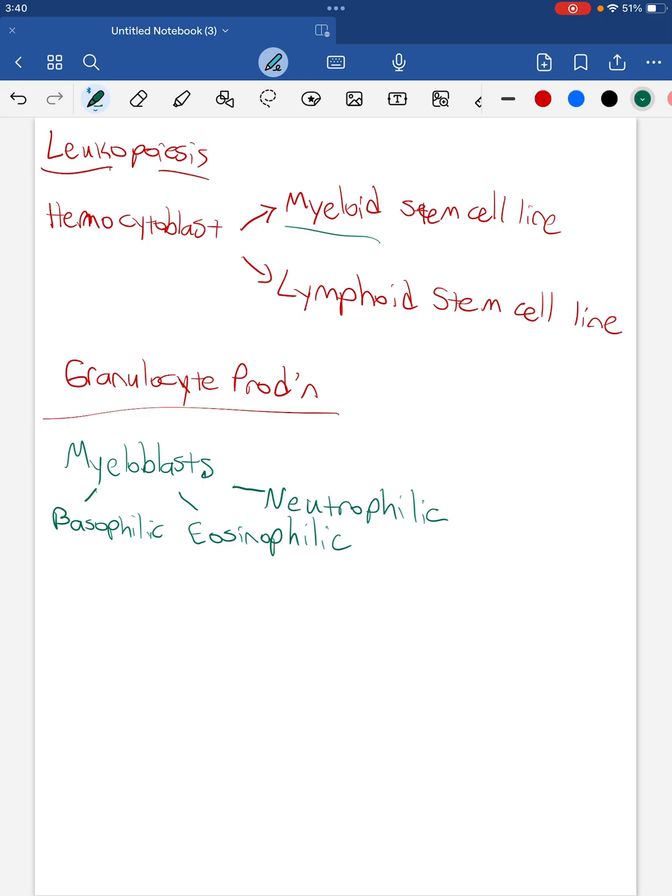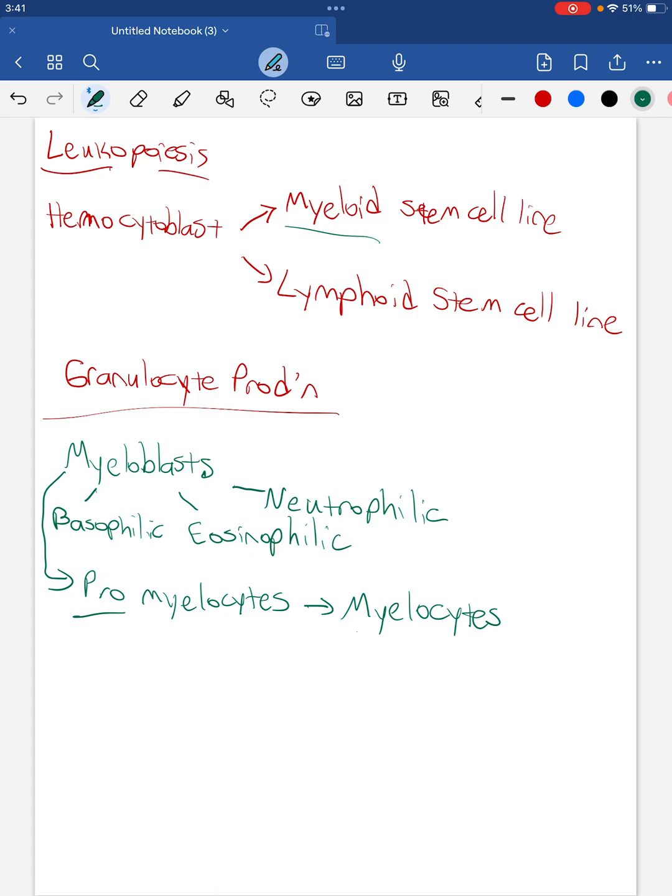Okay, so from our myeloblasts, we get our promyelocytes. Remember, every time you see pro, it's kind of like pre. So next we would have our myelocytes. In promyelocytes, this is where lysosomes are accumulated. Then in our myelocytes, this is where our granules are accumulated.